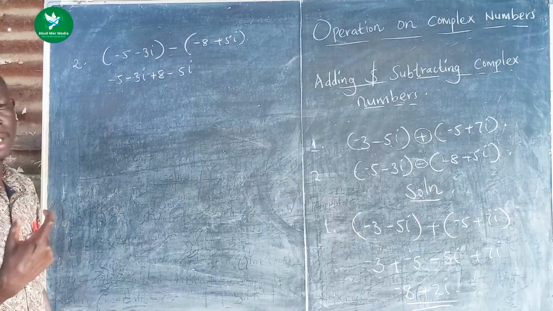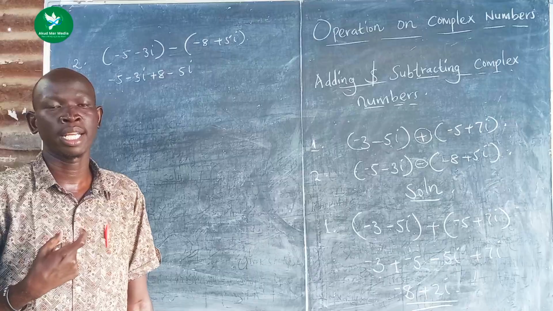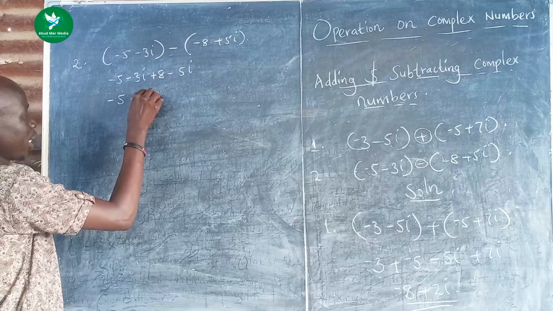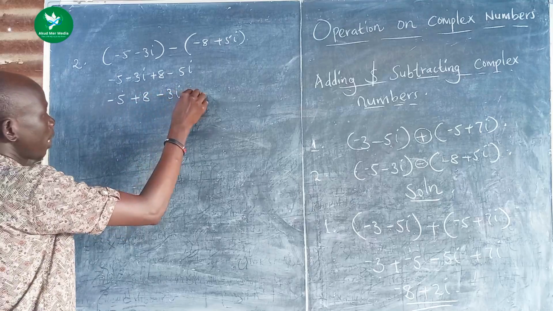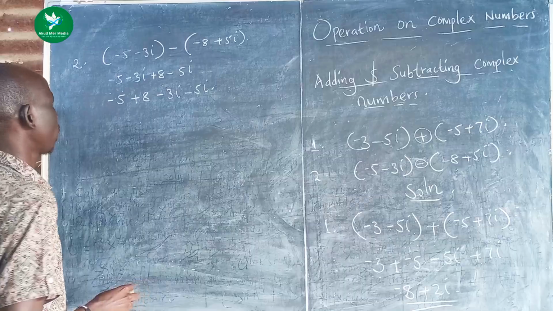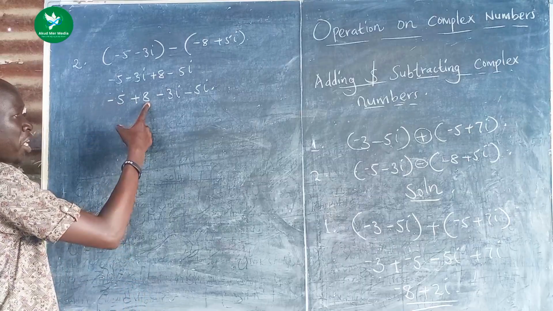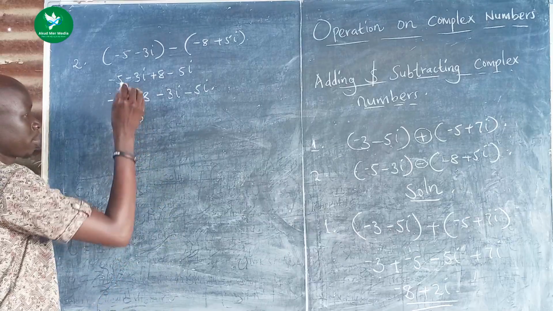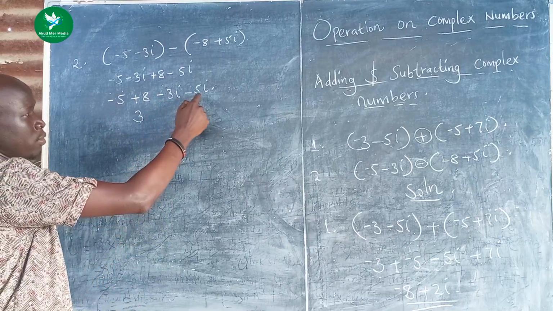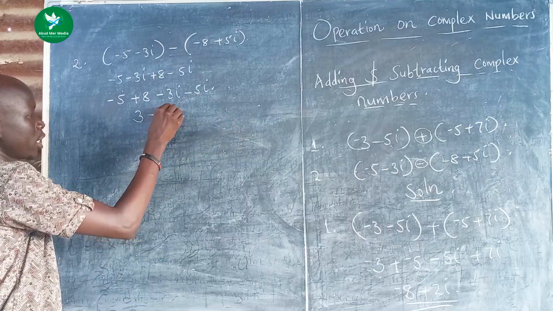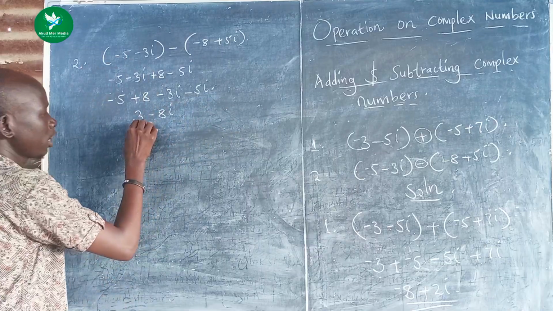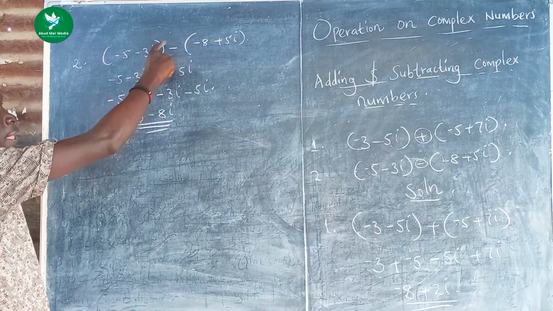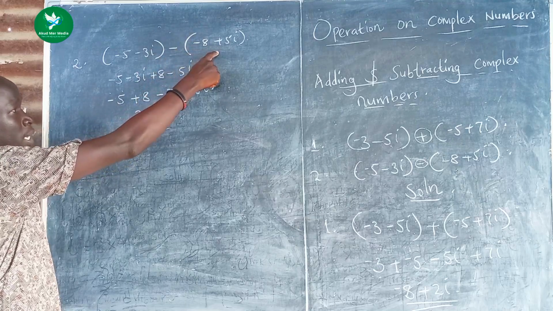The like terms are the real values. We collect real values together and the imaginary values together. Therefore, we have -5 plus 8 minus 3i minus 5i. Negative 5 plus 8 is the same as 8 minus 5, which gives positive 3. Negative 3i minus 5i gives negative 8i. This becomes the solution of negative 5 minus 3i, minus the other bracket, negative 8 plus 5i.